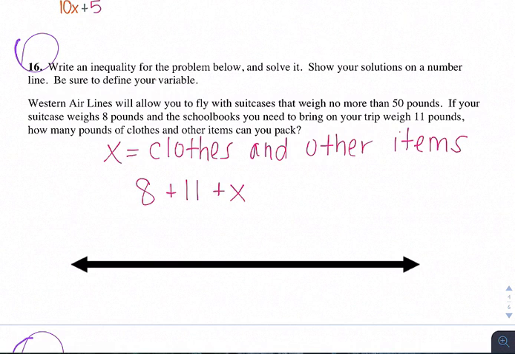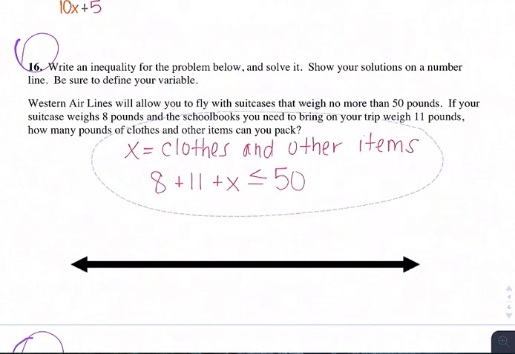Can it equal 50 pounds? Sure. It doesn't say can't be 50 pounds. It doesn't say less than 50 pounds. It says no more. So it can be 50 pounds, so it could be equal, but it has to be less than or equal to 50. Okay? So this is where I'm going to make this stuff a little smaller.